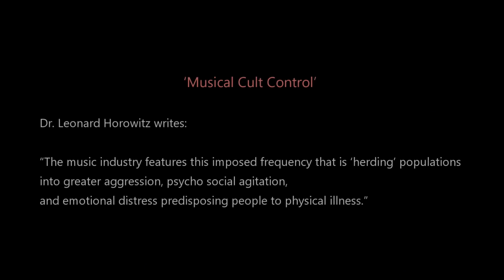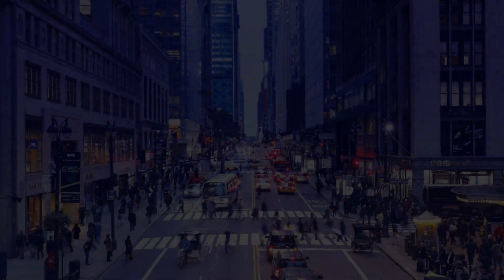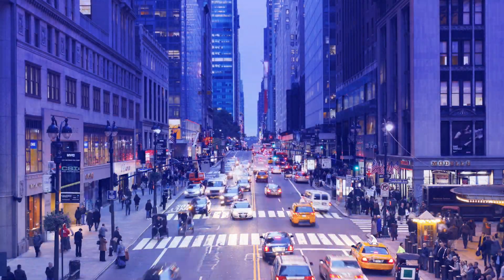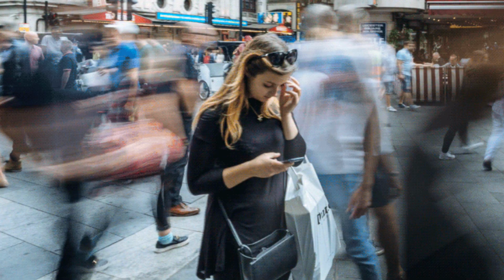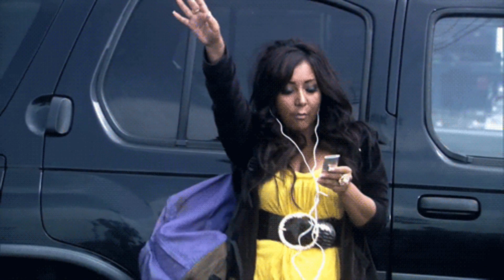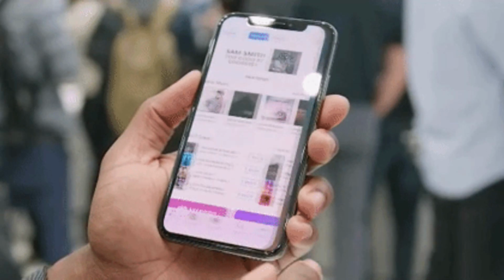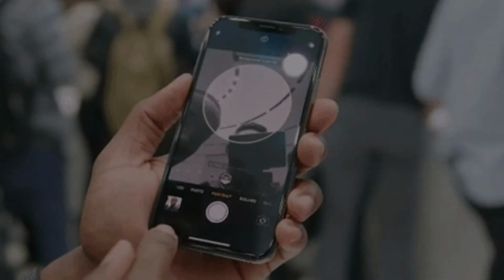In a paper entitled Musical Cult Control, Dr. Leonard Horowitz writes, quote, "The music industry features this imposed frequency that is herding populations into greater aggression, psychosocial agitation, and emotional distress, predisposing people to physical illness." End quote. You just have to go out into the street and take a look around. What do you see? School kids, young adults, on their way to work, and what do they all have in common? iPods or MP3 players. Ingenious, isn't it?